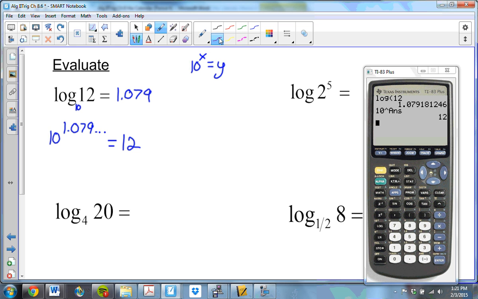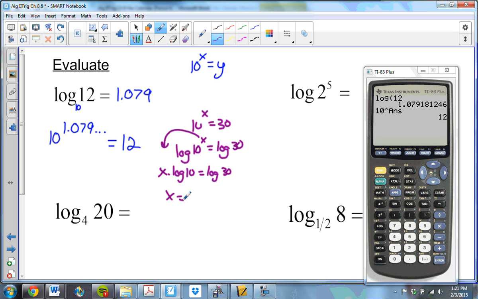So if I wanted to know, okay, 10 to the x equals 30, well, I would really just want to do log of 10 to the x equals log of 30. The x would come out in front, x times the log of 10 equals the log of 30. And I would divide both sides by log 10.